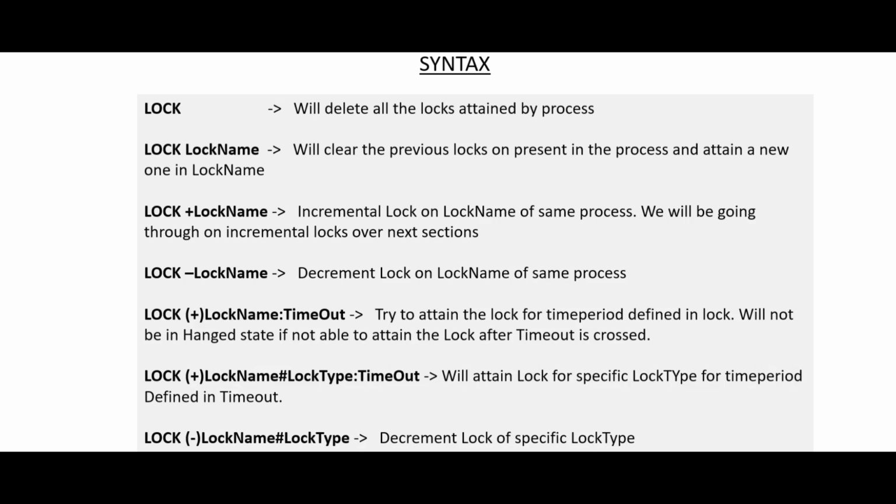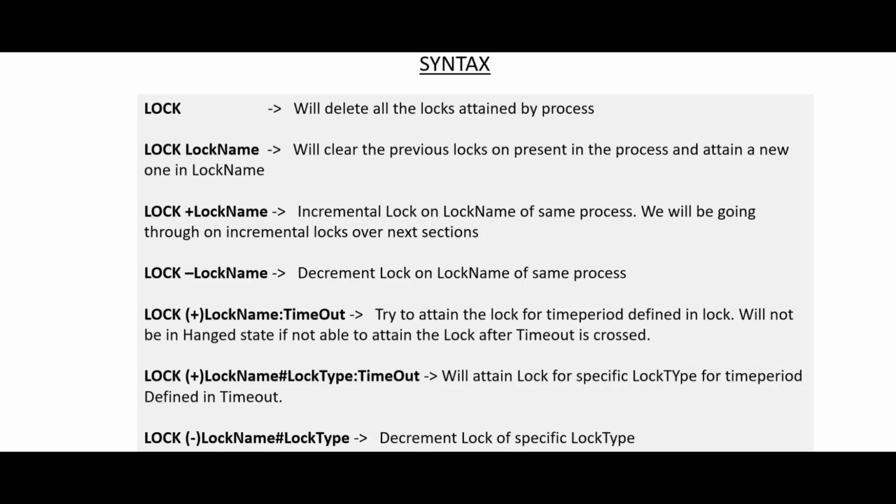Let's talk about the basic lock syntax. Lock will delete all locks attained by a process. Lock space lock name will clear all previous locks present in the process and attain a new one on lock name. Lock space plus lock name is an incremental lock on lock name of the same process.